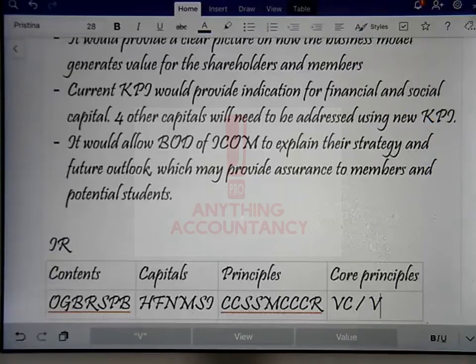M stands for materiality. You're only supposed to present material information. Got it now? Get the picture there. Connected means you must show how everything is interconnected. All the information, how do they connect to each other. Clear, not clear? Okay. This one you already know, right? Capitals. Contents you know, no?